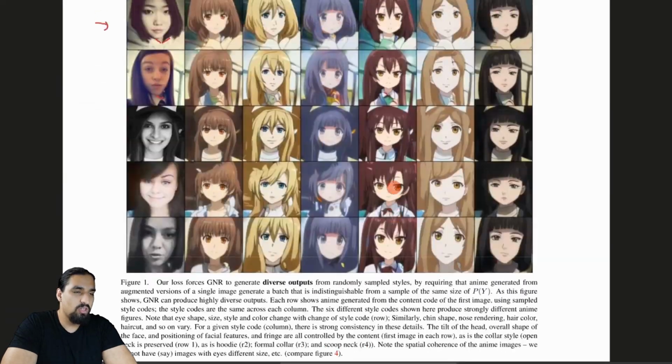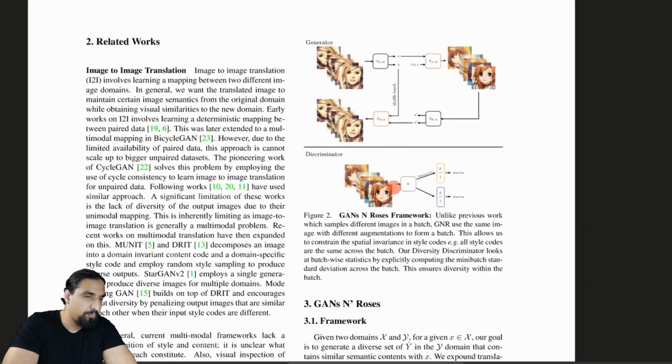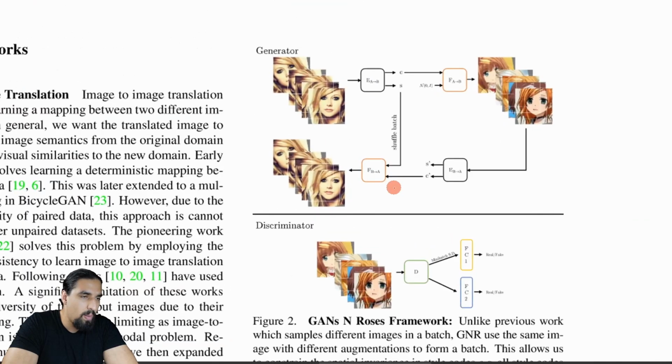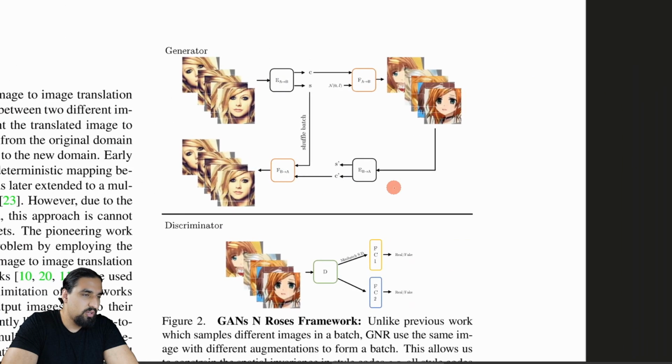So having said that, let me just walk you through the pipeline. Let me explain how this works. First thing they do is form a batch of input images, okay? And how they do that is they take a single image, maybe this one, and they apply a bunch of different geometrical augmentations, like scaling, rotation, etc.